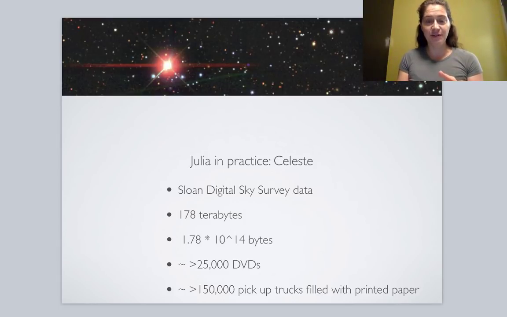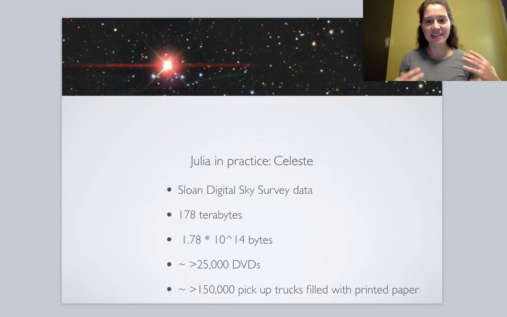And over the course of this survey, the Sloan Digital Sky Survey collected about 178 terabytes of data, which, for your reference, I always forget what these different prefixes mean, but tera is 10 to the 12. So we're talking about on the order of 10 to the 14 bytes, which would require about 25,000 DVDs to store that amount of data. Another silly statistic that I like to include, just to give you a better sense of scale, is that if you wanted to print that amount of data on written paper, it would take about 150,000 pickup trucks to lug around that much paper and that much data.